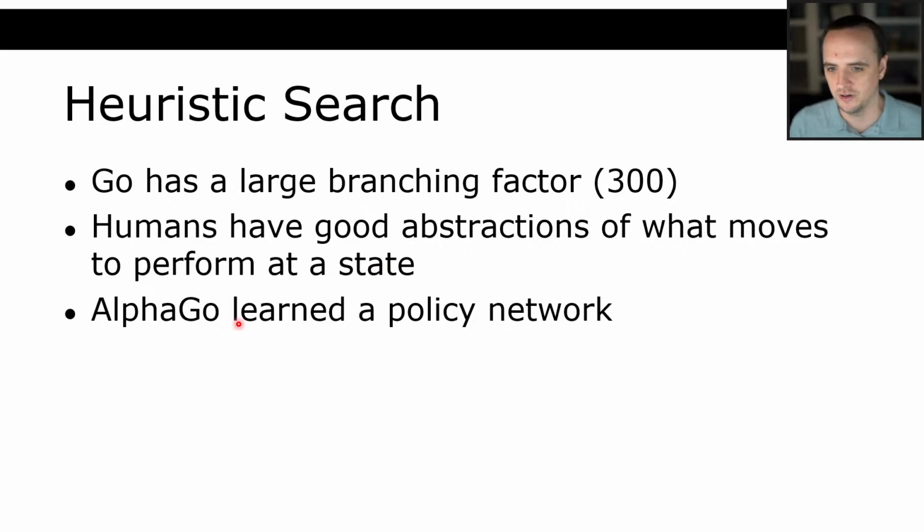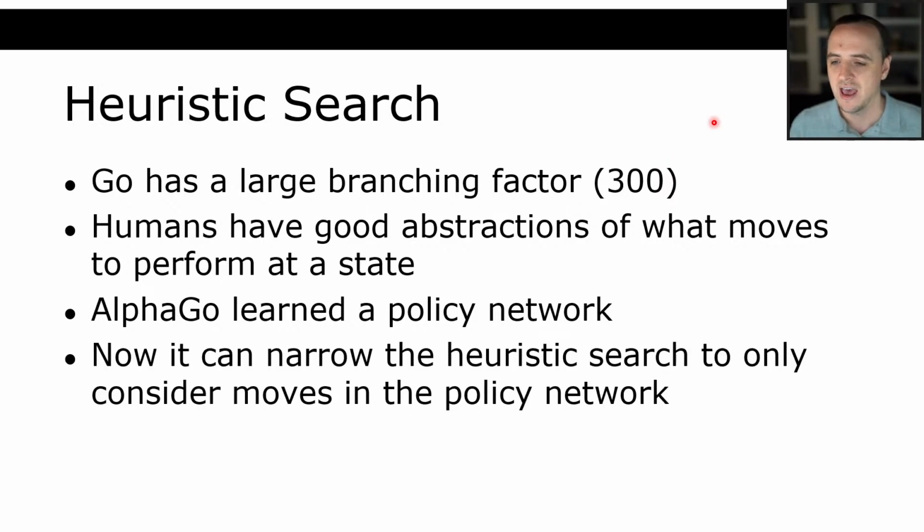What AlphaGo did was it learned a policy network. And so what it did was, after it watched hundreds of thousands of human games, it could say something like, I think that a human player in this situation, what I've learned is that they might do one of these 3 moves. And so it sort of narrowed down all of these moves to maybe the 2 or 3 best ones.